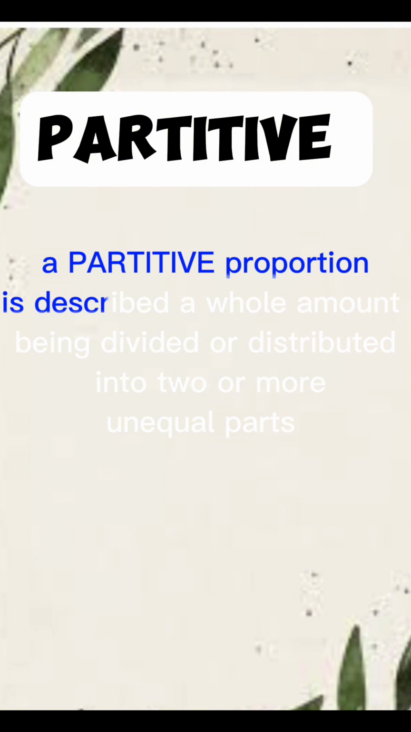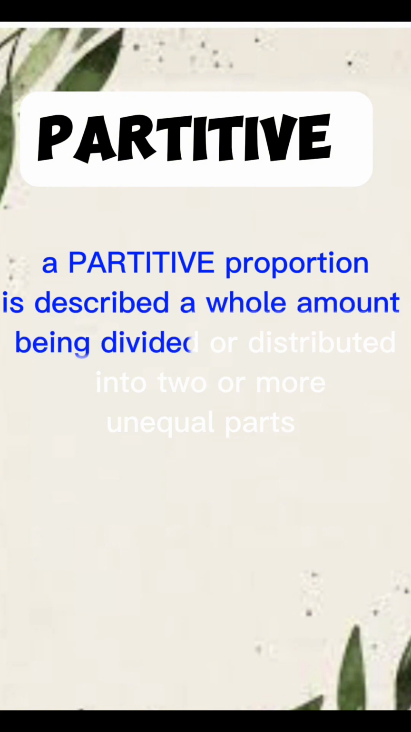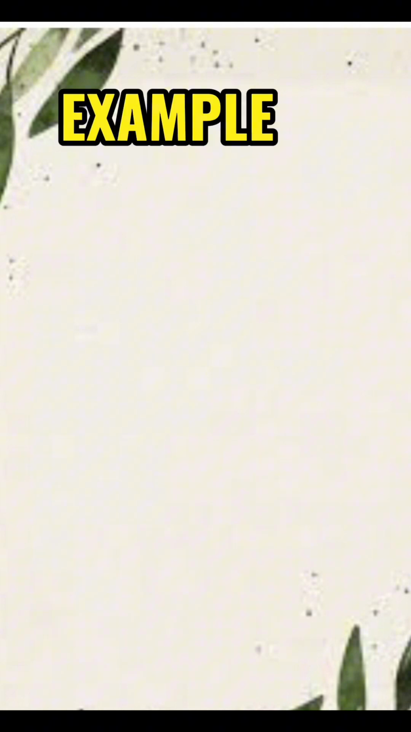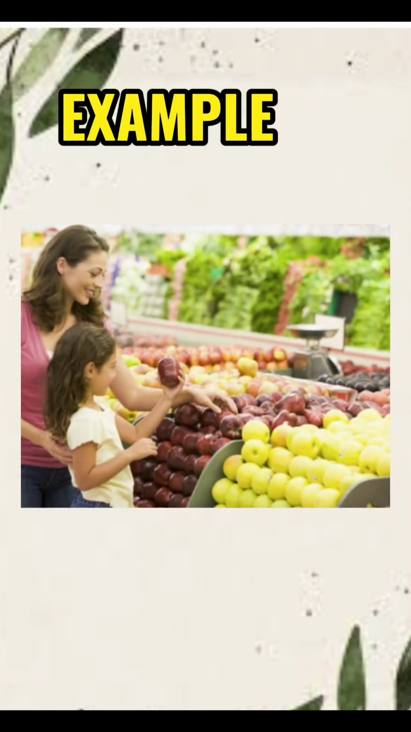And the third proportion is what we call partitive. A partitive proportion describes a whole amount being divided or distributed into two or more unequal parts. Example, my mother bought 80 apples and she decided to distribute them to us, her kids, in the ratio of 3 by 3 by 4. How many apples will we receive if mine is 3, my sister's is the ratio of 3, and my brother's is the ratio of 4?